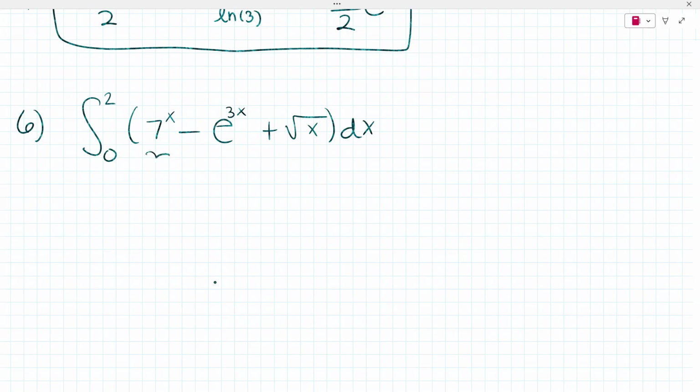What is the integration of 7 to the x? It's a constant raised to the x. So my a is 7 and my b is the number in front of the x, so that would be 1. So that's going to be a raised to the bx. So it's 7 raised to the bx, so that's 7 to the 1x over b times ln a. So it's 1 times ln of 7. And you know what? Let's just, so you don't get confused, write it out.